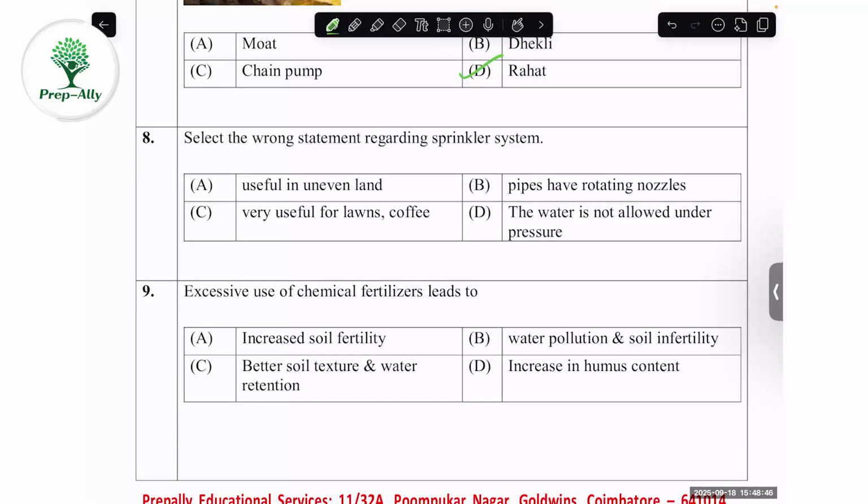D. Water is not allowed under pressure. But the thing is, water is allowed under pressure. Okay, so water will be continuously flowing under pressure where it can be sprinkled. So the correct option for question 8 will be D.